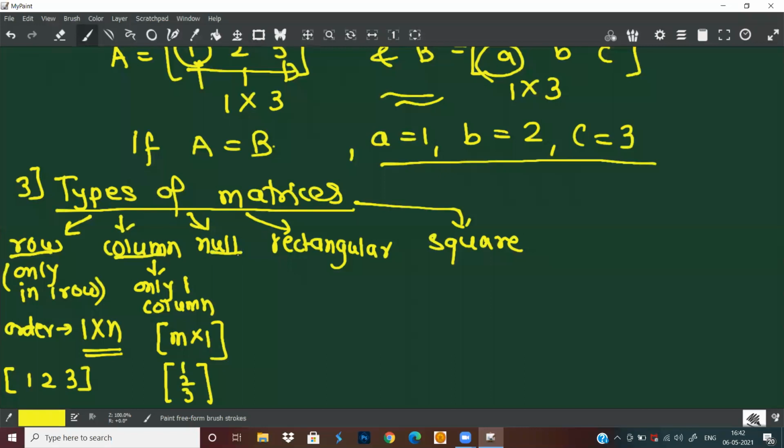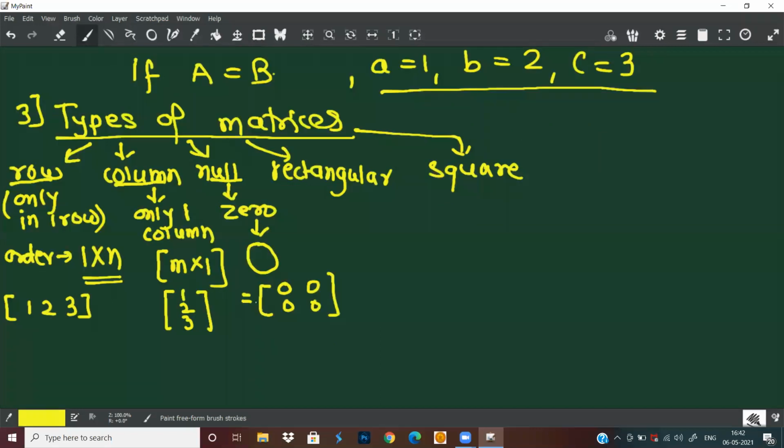Then we go to null or a zero matrix. It is represented by O. It can be of any order. Each element is zero. Okay? First time. Rutuja, but if you have any problem, please feel free to tell me. Have you understood? Everybody has understood row, column, row matrix, column matrix, null matrix. Very good.